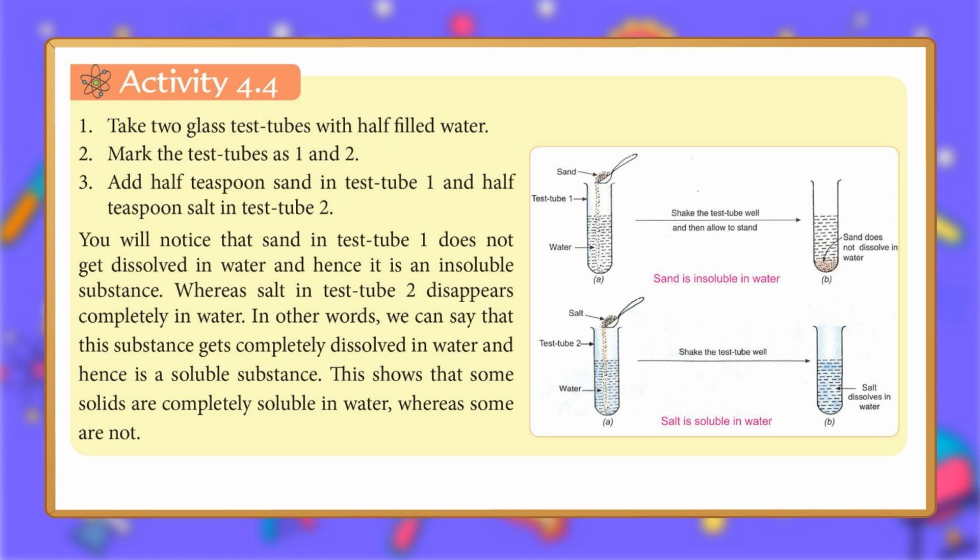Activity 4.4. 1. Take 2 glass test tubes half-filled with water. 2. Mark the test tubes as 1 and 2. 3. Add half teaspoon sand in test tube 1 and half teaspoon salt in test tube 2. You will notice that sand in test tube 1 does not get dissolved in water and hence it is an insoluble substance, whereas salt in test tube 2 disappears completely in water. In other words, we can say that this substance gets completely dissolved in water and hence is a soluble substance.